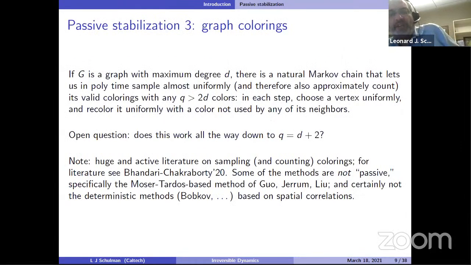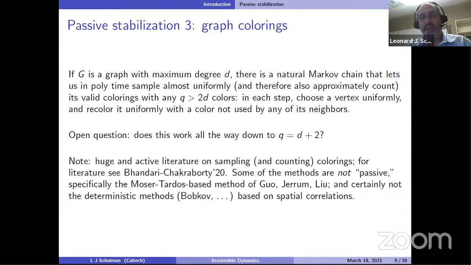The third example I want to give in this very rapid tour of passive stabilizations, what I'm calling them reversible, is an example that's near and dear to the heart of many theorists and combinatorists and probabilists, which is sampling graph colorings.